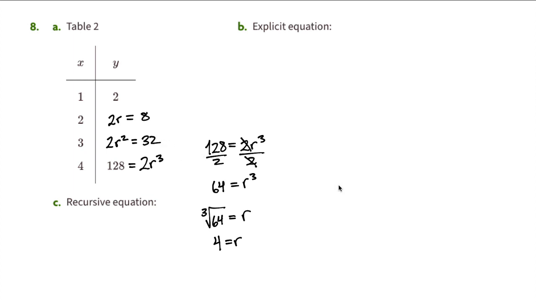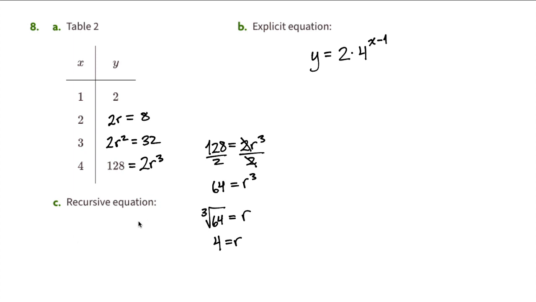The explicit equation now, I'm just doing a geometric sequence. I know that y is obtained by taking the first term, 2, multiplied by the common ratio, 4, raised to the x minus 1.